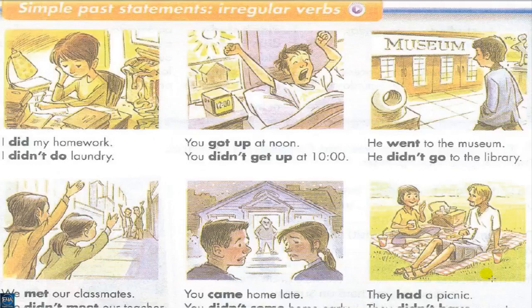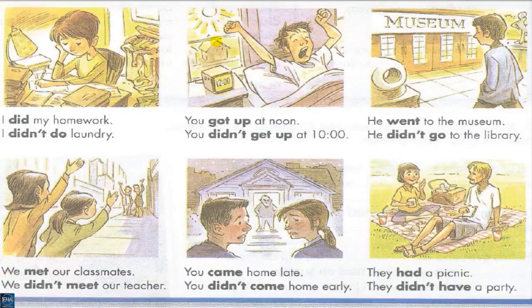Page 94, exercise 5, grammar focus. Simple past statements, irregular verbs. I did my homework. I didn't do laundry. You got up at noon. You didn't get up at 10 o'clock. He went to the museum. He didn't go to the library. We met our classmates. We didn't meet our teacher. You came home late. You didn't come home early. They had a picnic. They didn't have a party.